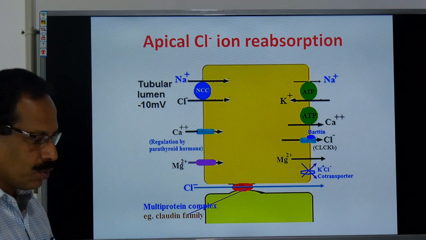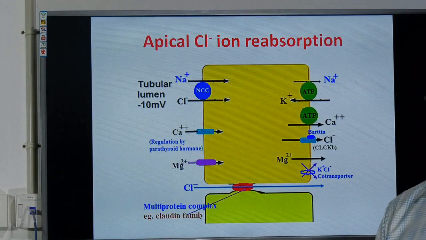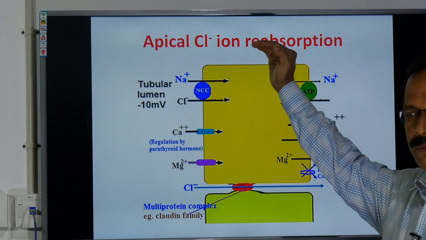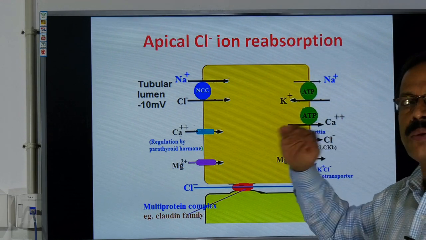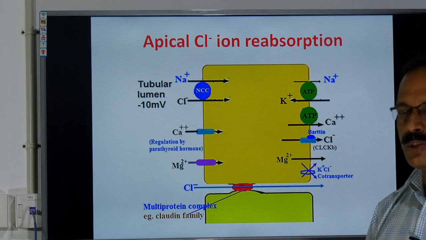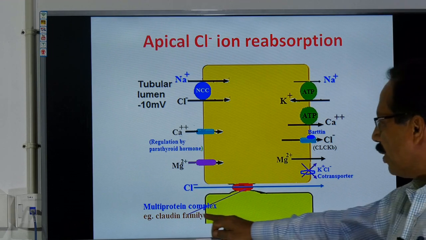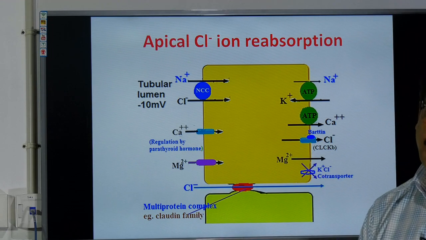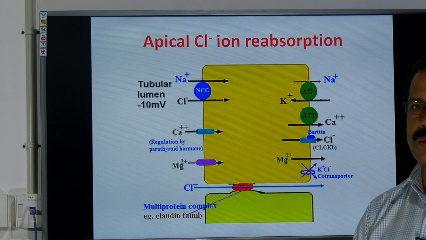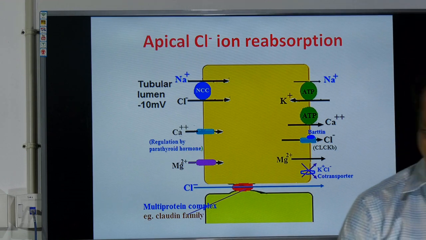Here, the major protein present in this multi-protein complex is from the claudin family. Members of different proteins are present in this family, and different claudin proteins are present at different tight junctions, at the different parts of the nephron. So that decides the ion transport specificity through the paracellular route. So claudin proteins control the movement of chloride ions. That is, claudin forms a part of the multi-protein complex which controls the paracellular movement of chloride ions.